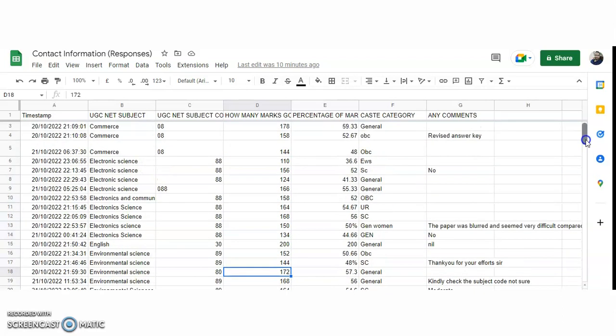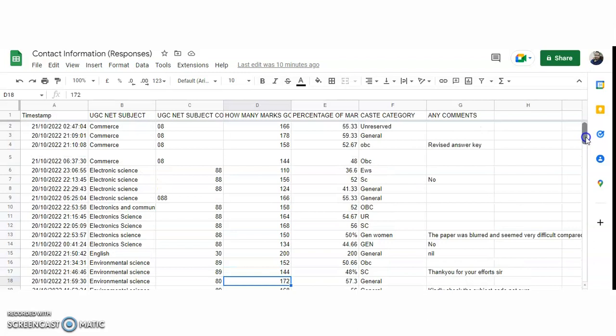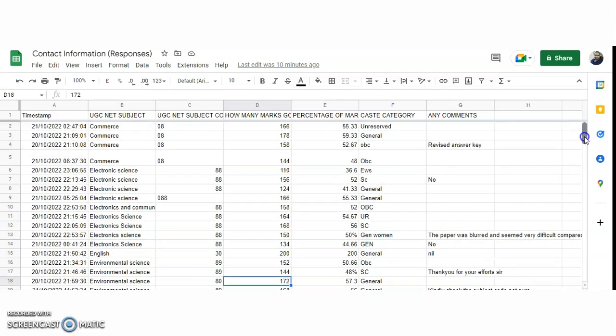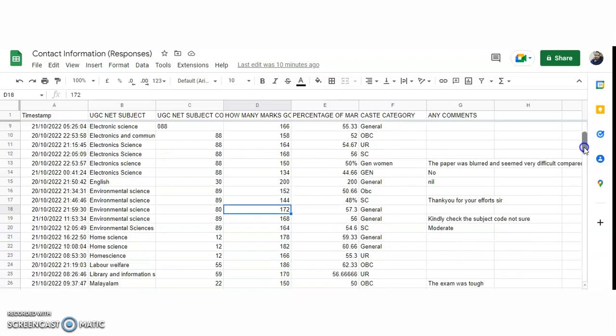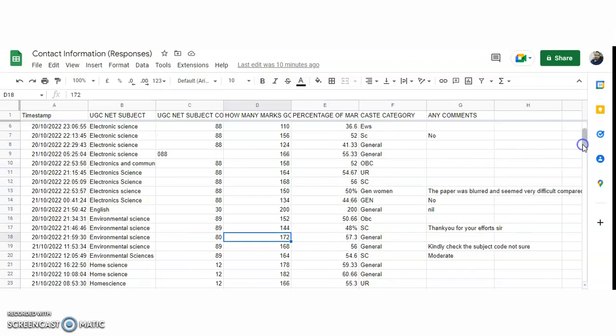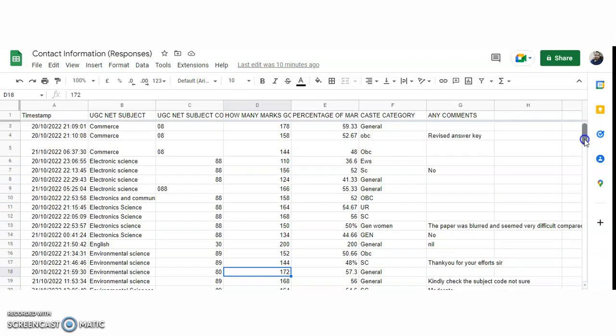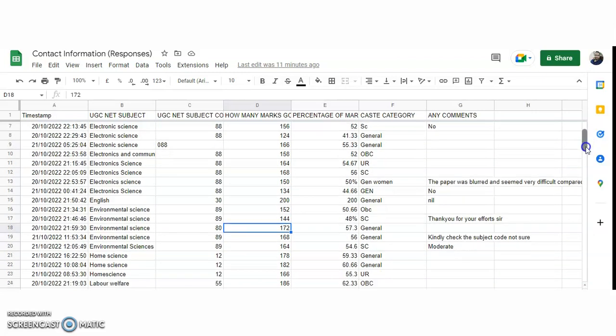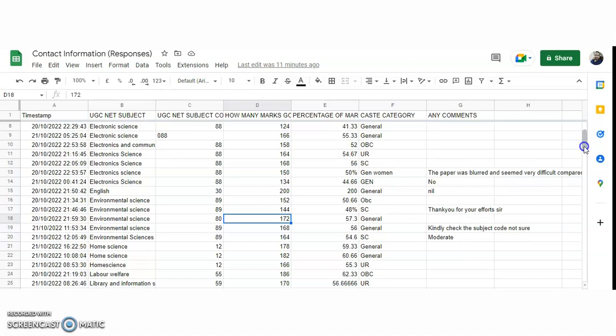Please fill up the Google form as early as possible so that we can predict. By looking at this form, the electronic science, environmental science and management candidates can get an idea of what range the scores are revolving around, whether it is 150, 160 or 170. So you will get a rough guess of what the cutoff might be.